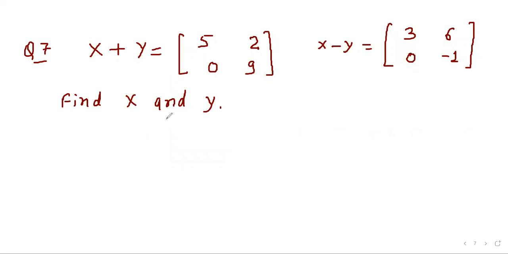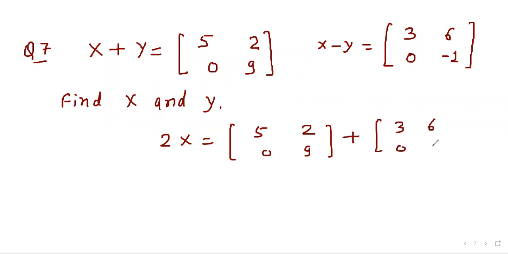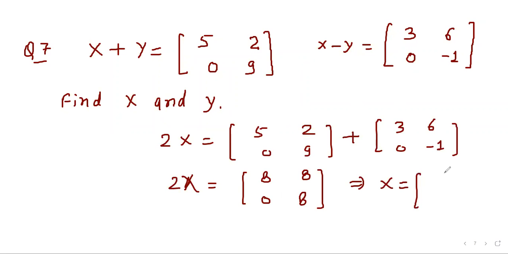Let's go to the next question. We are given x plus y equal to [5, 2; 0, 9], and x minus y equal to [3, 0; 6, minus 1]. So if we add the two, then we will get 2x equal to [5, 2; 0, 9] plus [3, 0; 6, minus 1]. So that will give 8, 2, 6, 8. So this is 2x. So x will be half of these values, 4, 1, 3, 4.